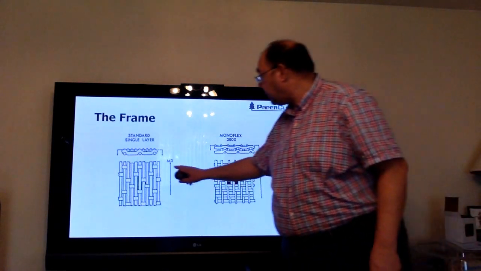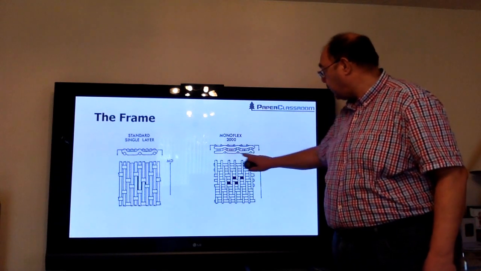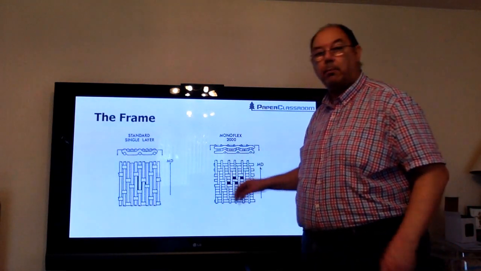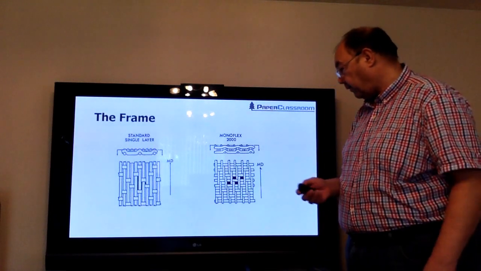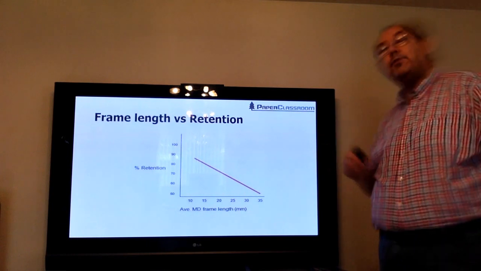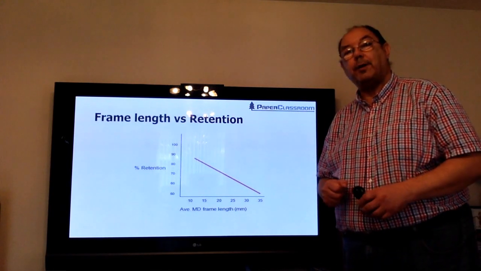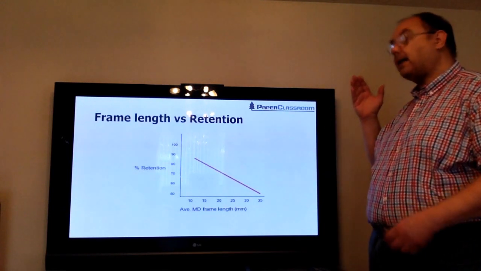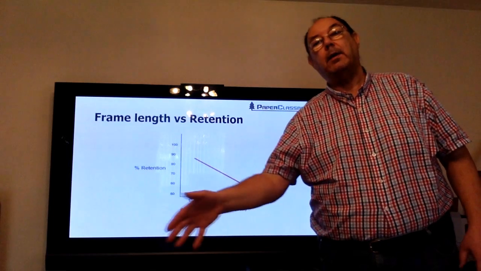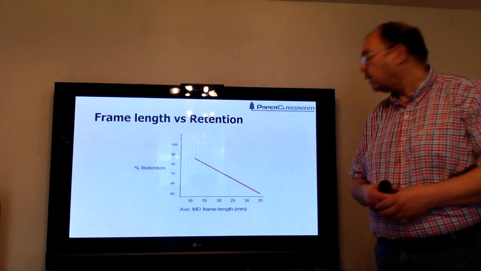Here you can see a single layer fabric, and here you can see a double layer fabric, and we're looking at the frame in the topmost layer of the forming fabric. One of the interesting things about this is that the longer the frame in the machine direction, the more likely it is that fibres will be able to pass straight through that frame and then go out with the white water or the backwater.